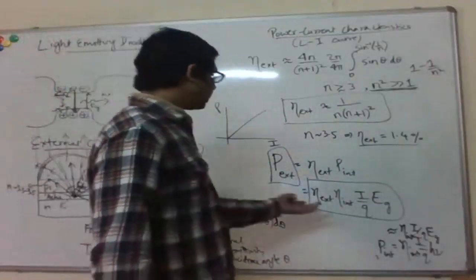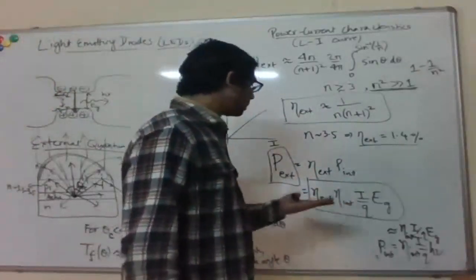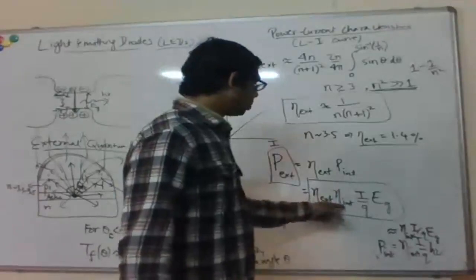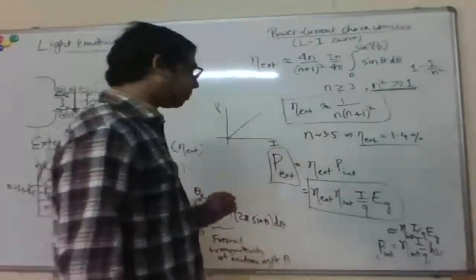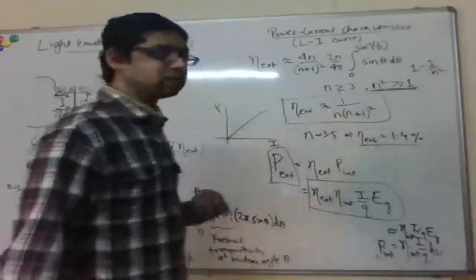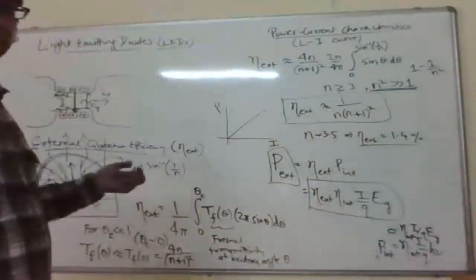Right, so you can see that the total efficiency, which is the product of these two, is quite small, right? So internal quantum efficiency is between, let's say, 60 to 80%, external quantum efficiency 1%. So the overall efficiency is less than 1%.